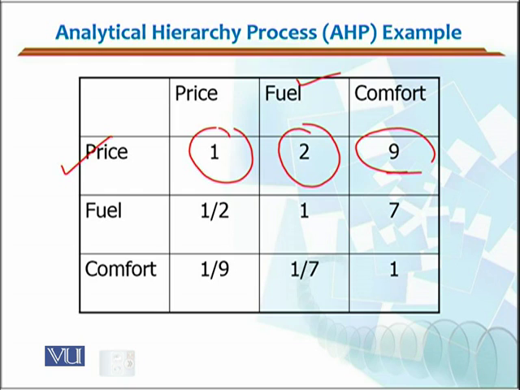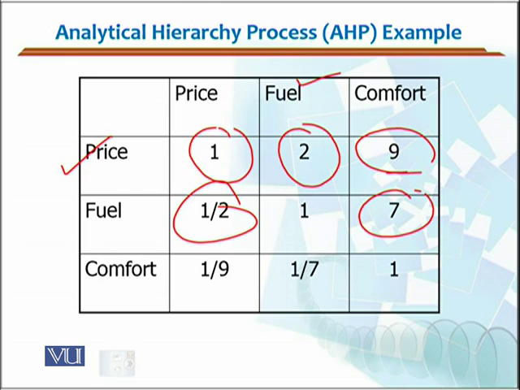Then we had fuel with us. So if price is slightly better than fuel with the number 2, then fuel to price would be 1/2. So it would be the reciprocal of the number which you have used before. Fuel with fuel, of course, would be 1, and for fuel to comfort, fuel efficiency would be more preferred. It is highly preferred as compared to comfort. So the number is 7.